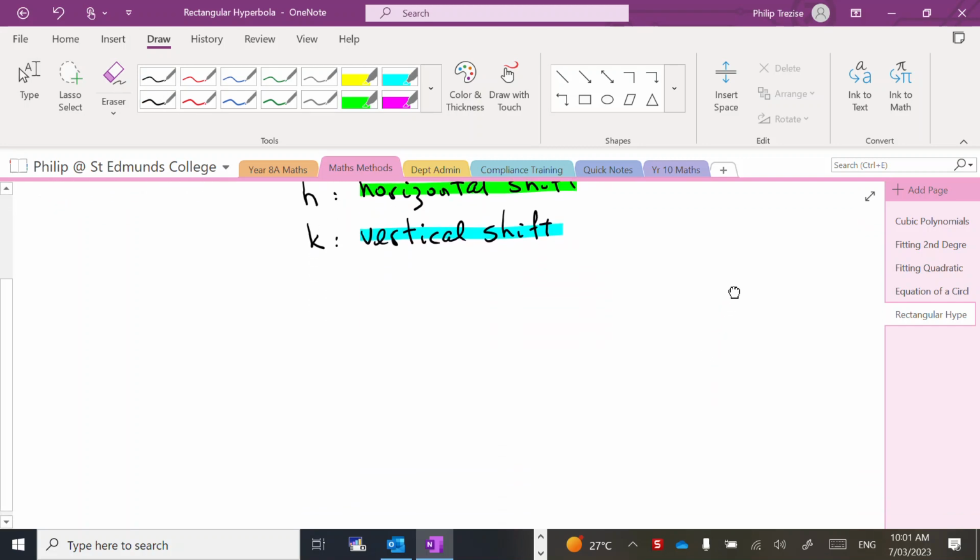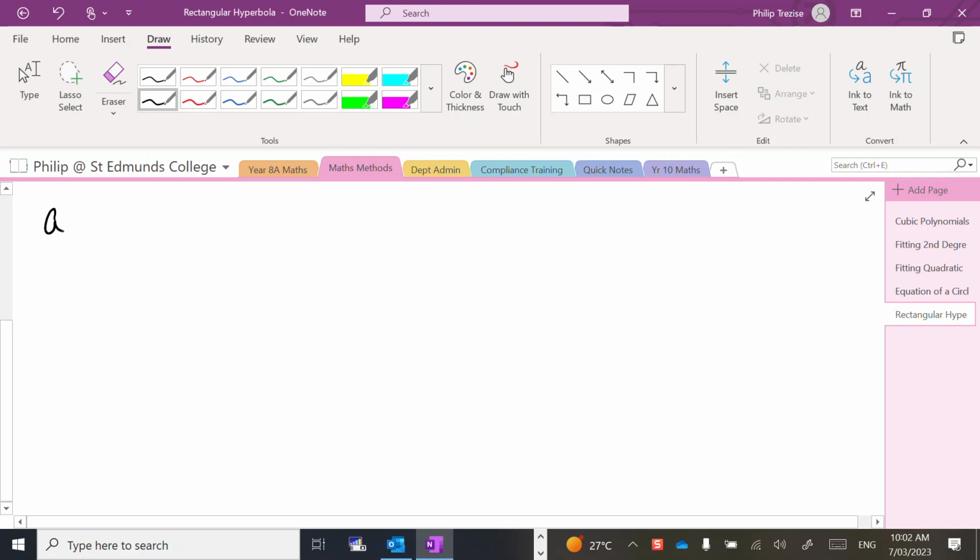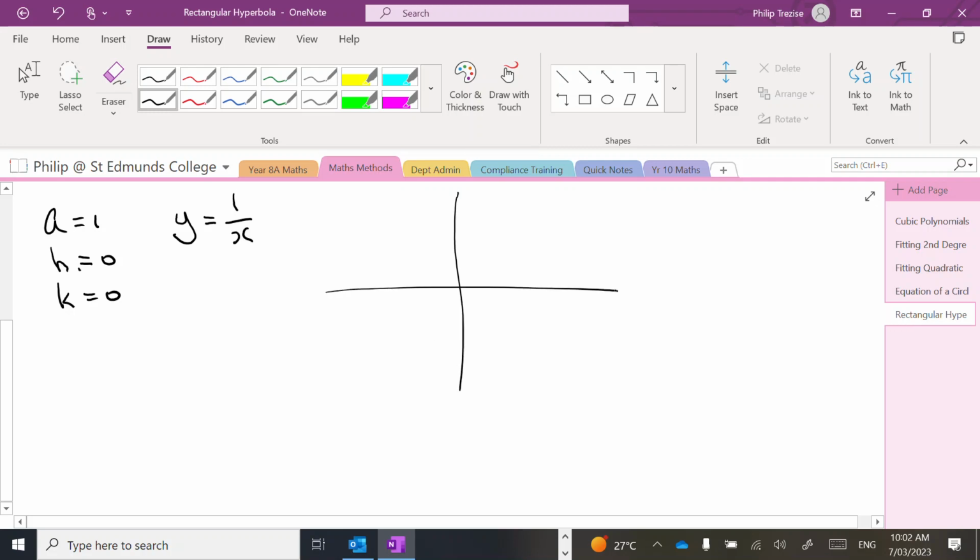Now, to begin with, I'm going to start with a equals 1, h equals 0, k equals 0. So my graph would literally be y equals 1 over x. It would be the easiest one we would have. If I take an x value of 1, then 1 over 1 gives a y value of 1. If I take an x value of negative 1, 1 divided by negative 1 gives a y value of negative 1. Not really enough to go on for drawing yet.